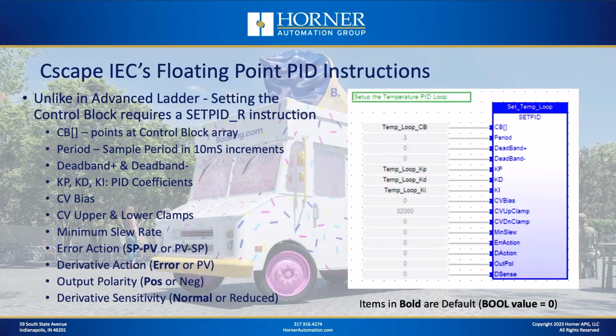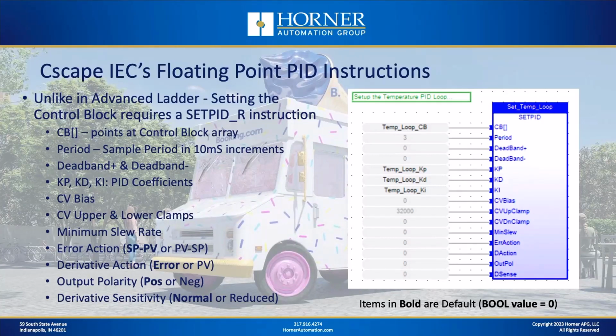Okay, so for that particular instruction, you effectively point at the control block, which is tied to the PID that you're looking to set up. And then the parameters are going to be very, very similar to what you see in the advanced ladder setup. You're going to see things like the sample period. How often do you want to resolve the PID algorithm? Your dead bands, your coefficients, your CV upper and lower clamps. A lot of the same ones, almost identically the same ones that you set up for advanced ladder, you also have available to set up here with IEC. But of course, the difference is you need to use this set PID instruction in order to write to that control block.